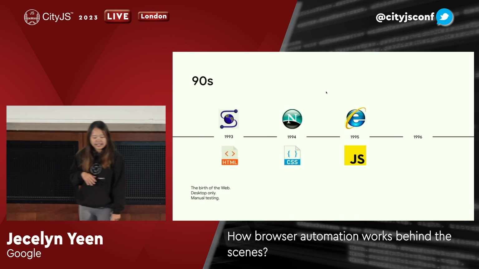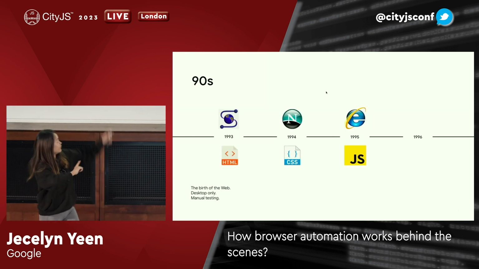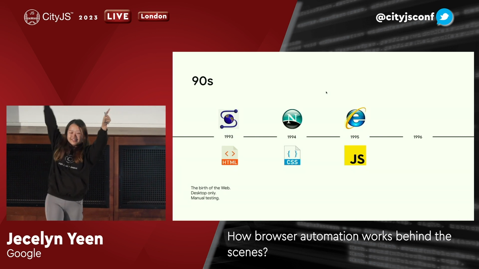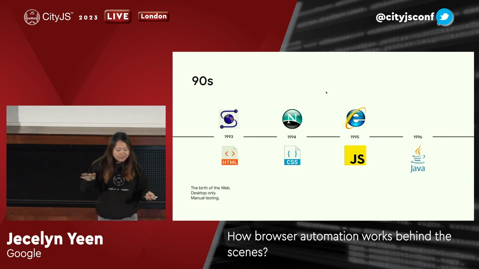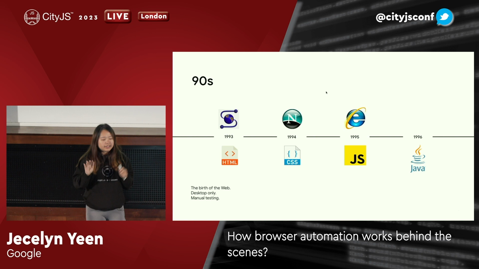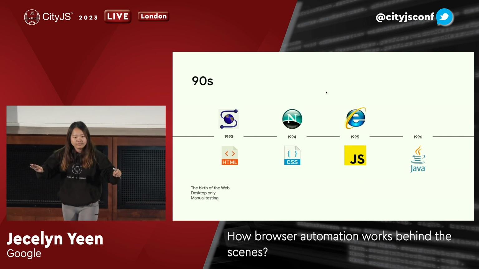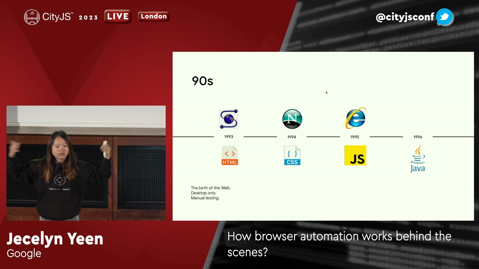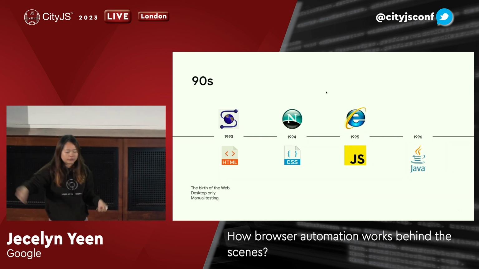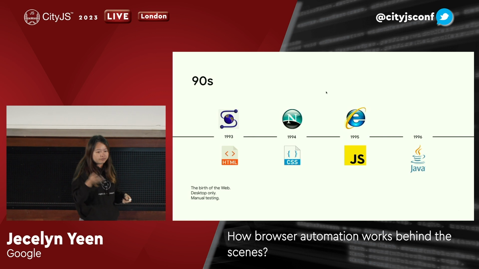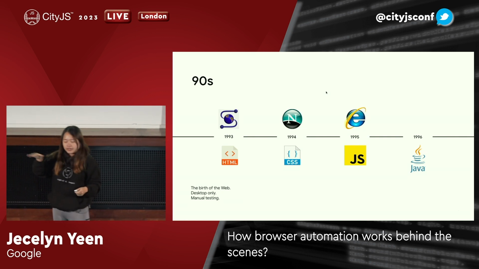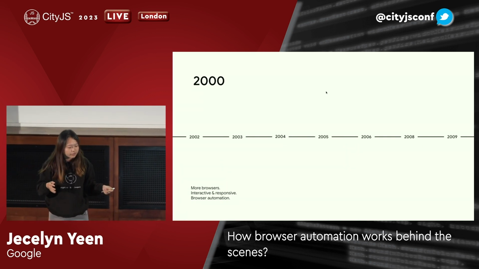So the web was born in the 90s. Okay, I guess everyone used that before, maybe not those 2 browsers. And Java also started around the same time. At this point in time, no one thought about test automation because the web was meant to be browsing just documents. Basically, in this era, we just did manual tests most of the time.